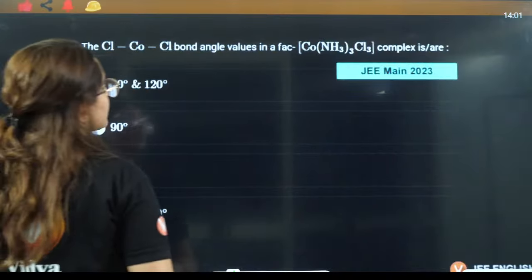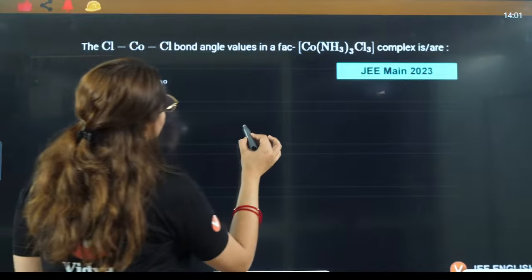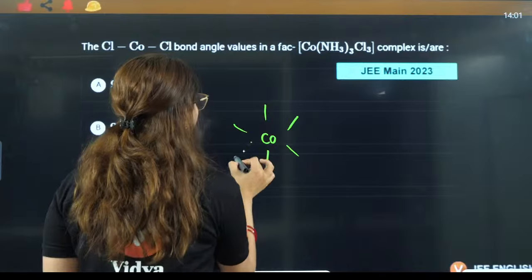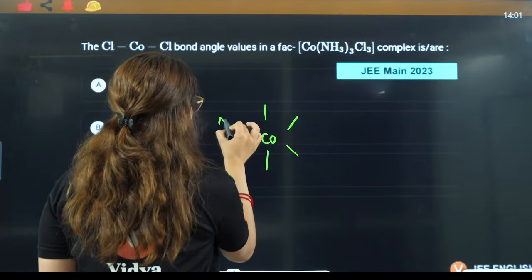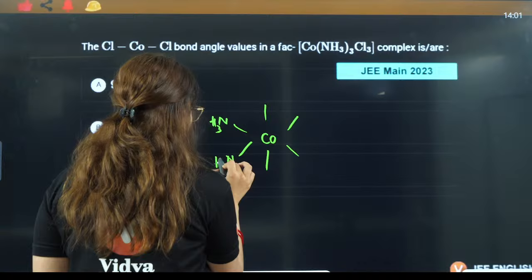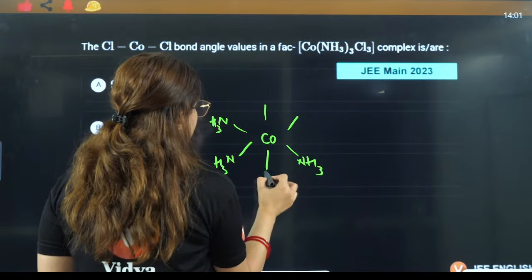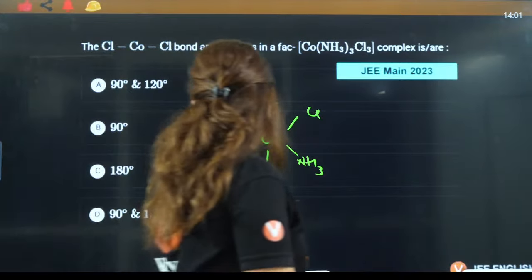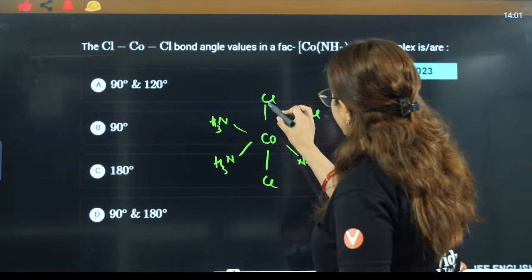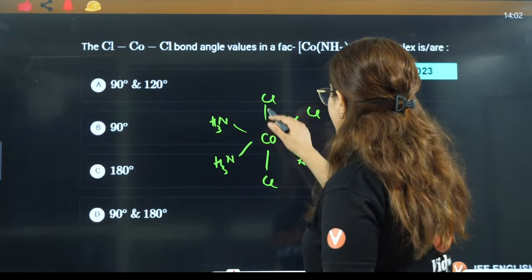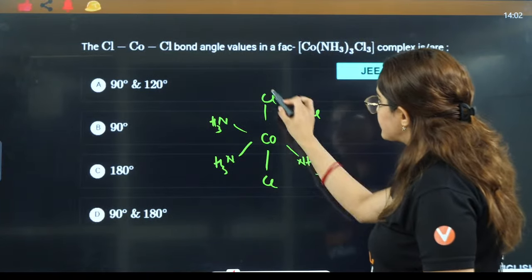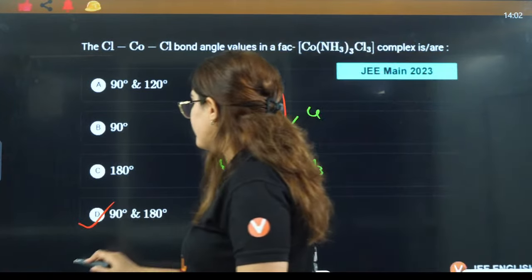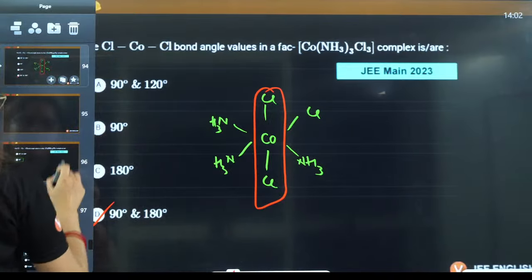Yes. So if you see this here, this is cobalt. Facial means 1, 2, 3, 4, 5, 6. That means if I draw NH3 here, this is NH3 here, this is NH3 here, right? This is Cl, Cl, Cl. They are saying Cl, Co, Cl. See, first thing is they can have this as 90 degree, they can also have 180 degree, right? This is 180 degree and this one is 90 degree. So 90 and 180 degree they can have, right?